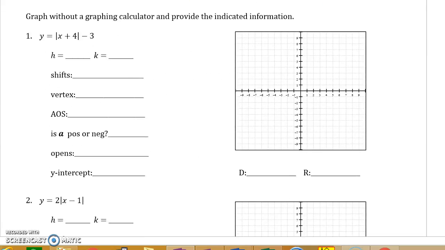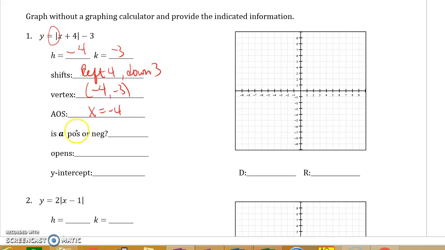And let's just do a couple of these on the next page where we actually graph them. So the h is -4, the k is -3, so the shifts are left 4 and down 3. The vertex will be (-4, -3). Axis of symmetry, x equals -4.